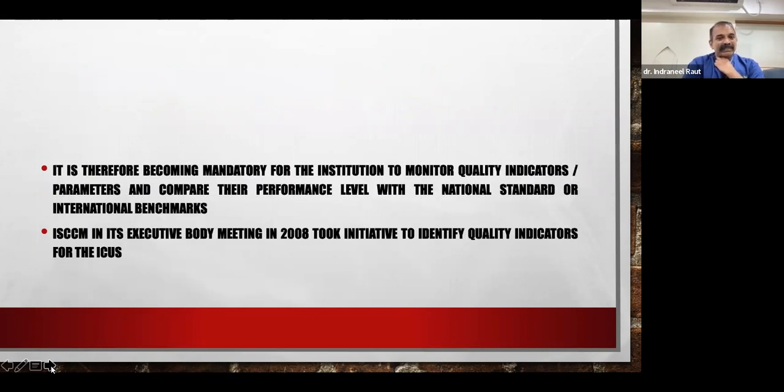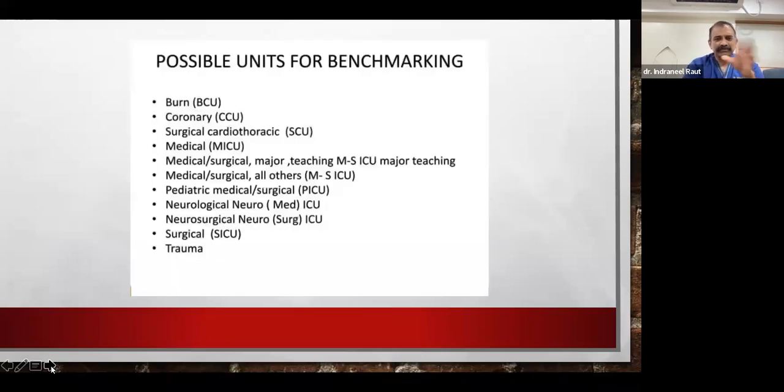So it is becoming nowadays mandatory for the institution to monitor the quality indicators, parameters to compare the performance level with local as well as national and international standards. And the Indian Society of Critical Care in its executive body meeting in 2008 took the initiative to identify some quality indicators for the ISCCM. So let's go through them one by one. The possible units for benchmarking were different ICUs, like medical ICU, neurological ICU, neurosurgical ICU, and the benchmarks would be different for each ICU.